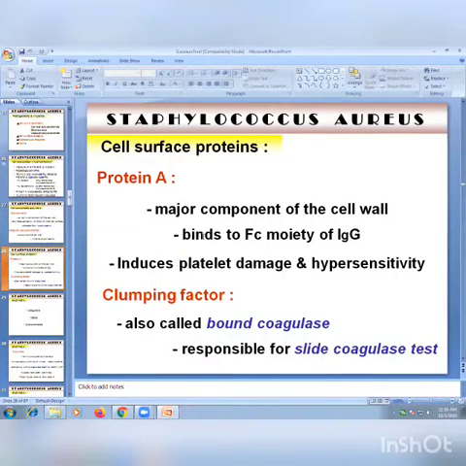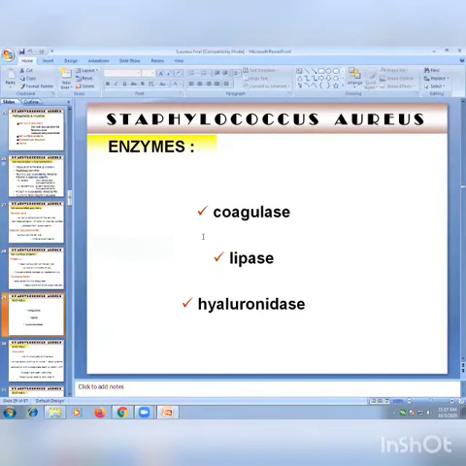It also causes platelet damage and hypersensitivity. Protein A is responsible for this hypersensitivity and platelet damage. Clumping factor, also called bound coagulase, is responsible for the slide coagulase test. There are two types, bound coagulase and free coagulase. So clumping factor is a bound coagulase and is responsible for the slide coagulase test.